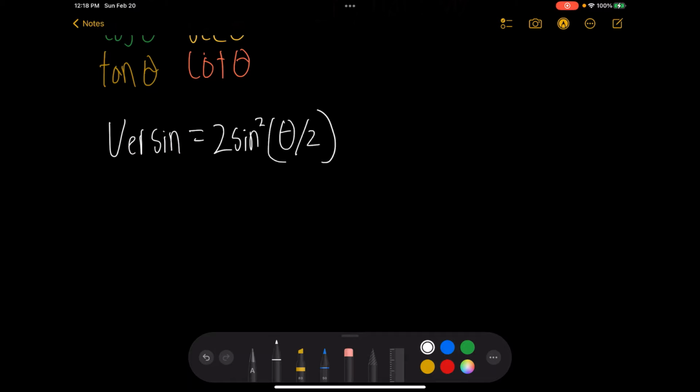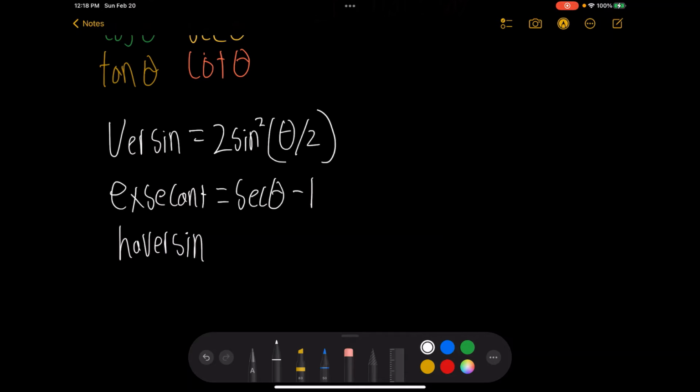We've also got exsecant. How have you never used these two? You've even got more fun ones. I bet you never heard of haversine. Maybe you've heard of havercosine, or maybe you've heard of excosecant.